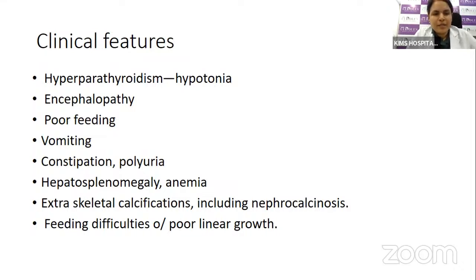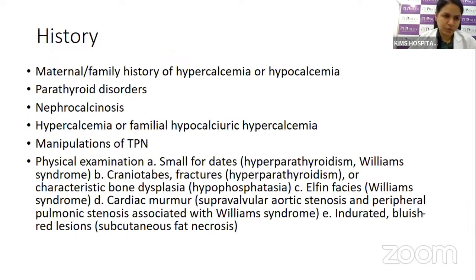As we discussed, hypercalcemia may often be asymptomatic, but sometimes we may see some clinical features such as hypotonia, encephalopathy, poor feeding, vomiting, polyuria, and constipation may be seen in bigger children. Hepatosplenomegaly and anemia may also be there. Extraskeletal calcifications or nephrocalcinosis may be picked up when we do ultrasound screening, and the baby may present with feeding difficulties or poor linear growth.